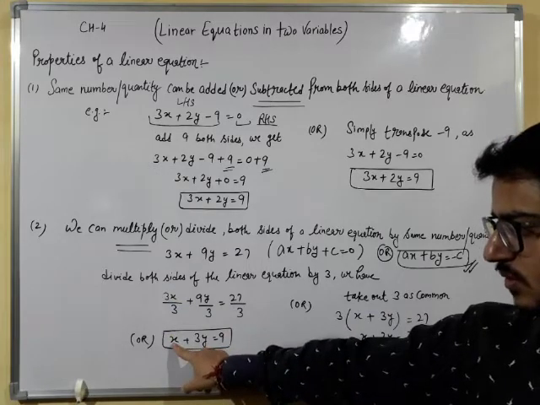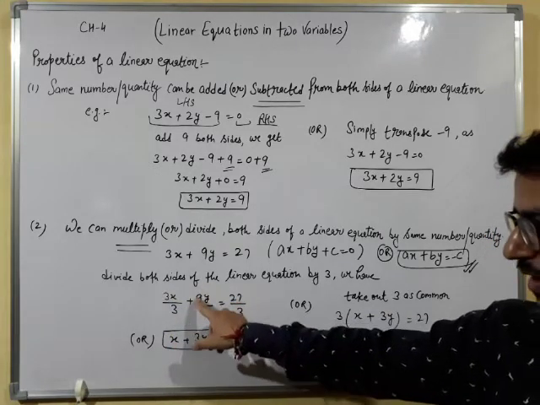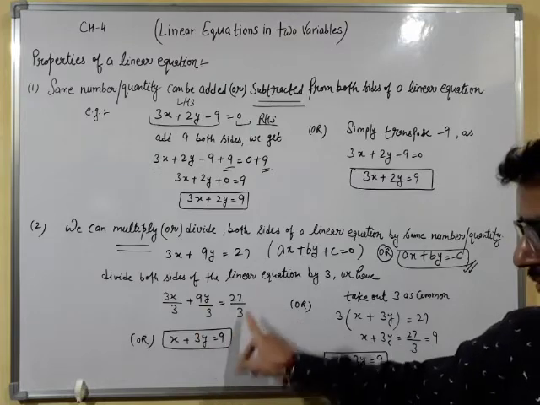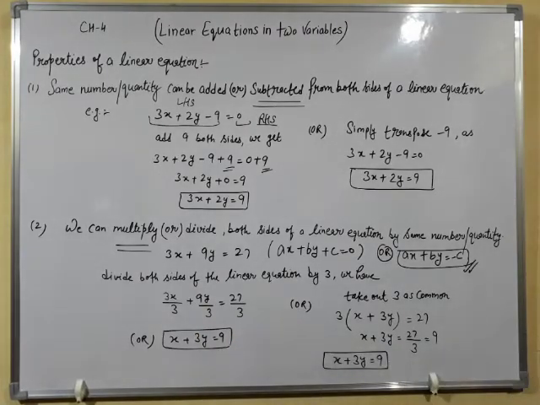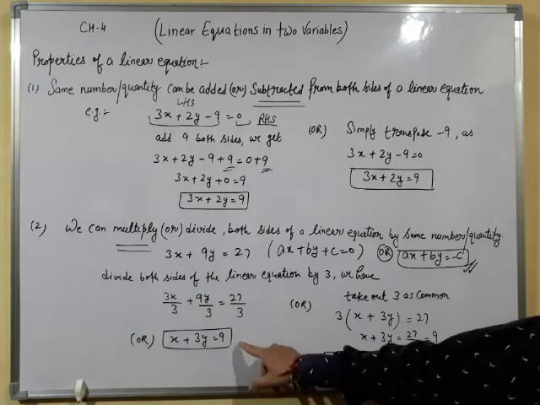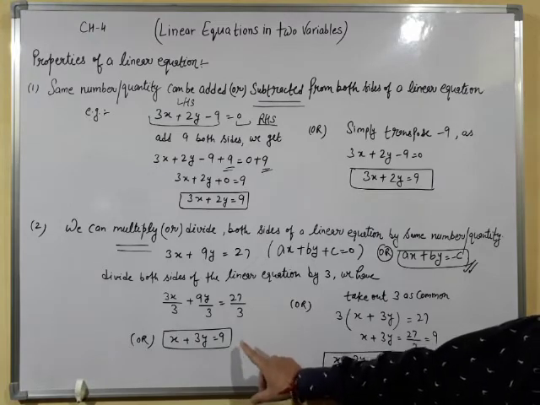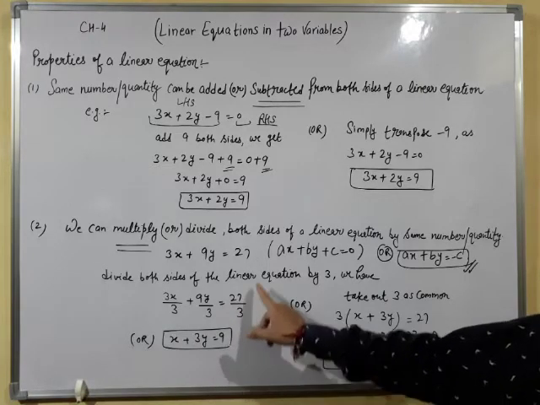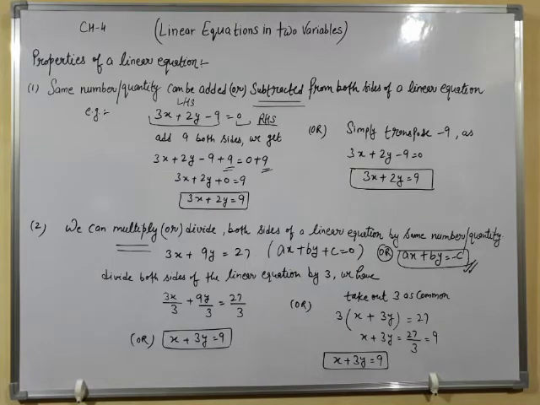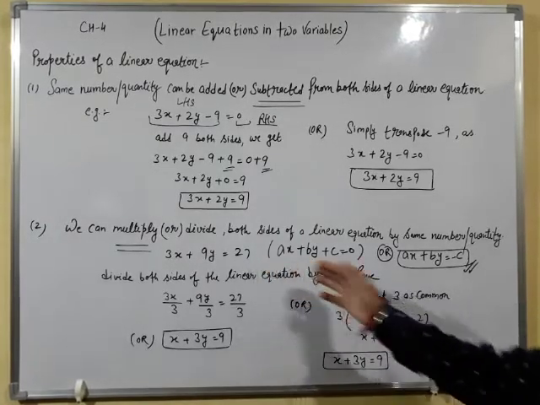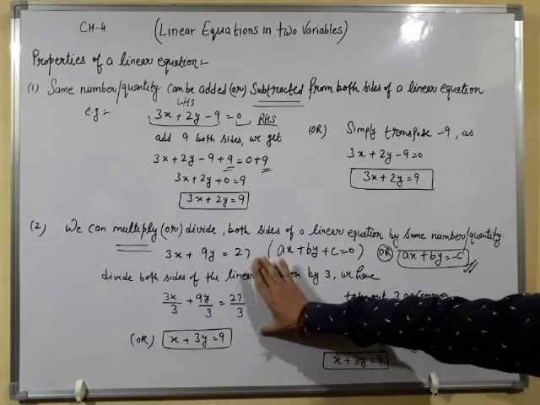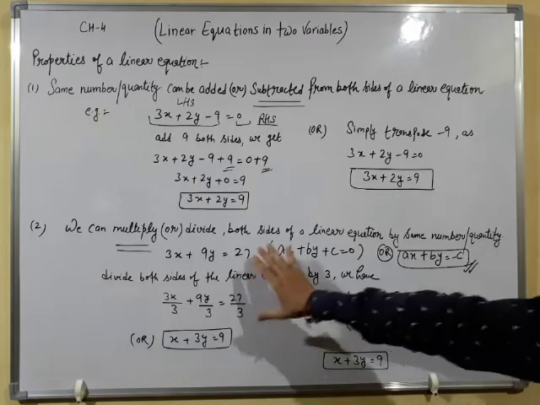So it is only x. 3 3s are 9, so it will become 3y. And 3 9s are 27, it will become 9. So x plus 3y is equal to 9 is an equivalent linear equation of the given linear equation. So we can do this work in an easy manner also.